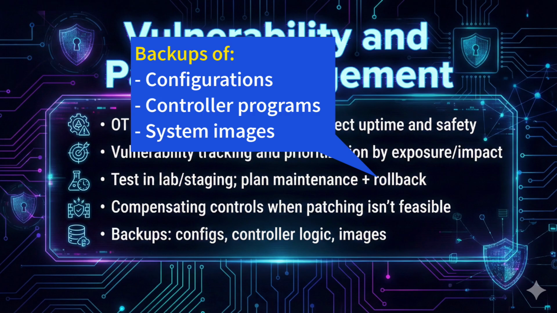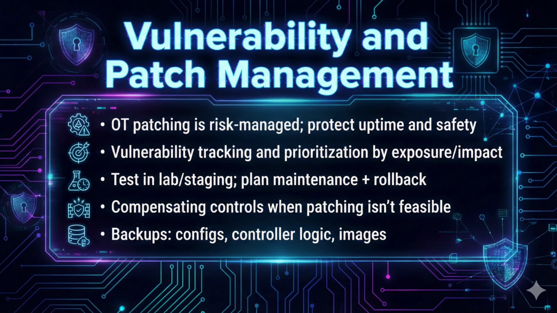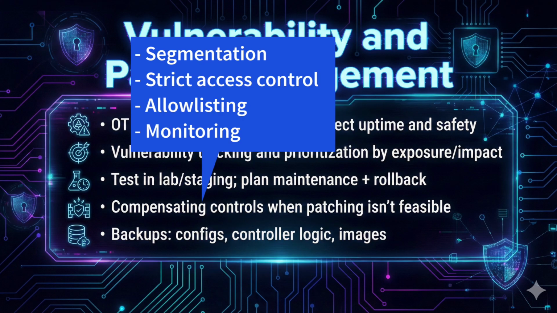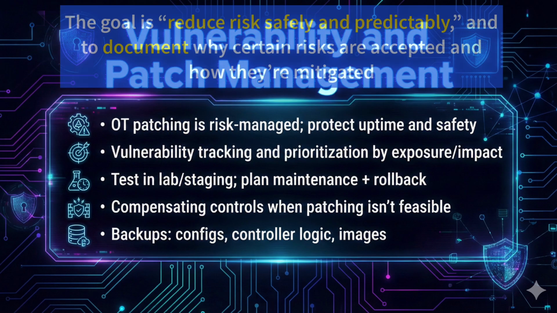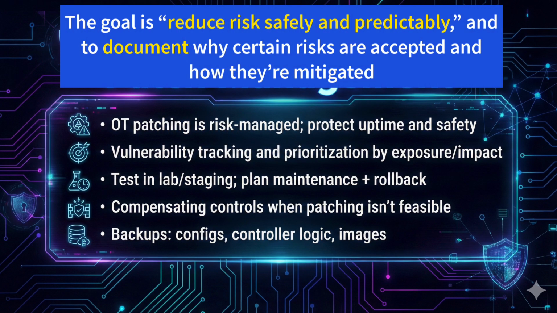And when patching is not feasible because the device is too fragile, out of support, or safety critical, you apply compensating controls. Segmentation, strict access control, allow listing and monitoring. The goal is not patch everything immediately. The goal is reduce risks safely and predictably, and to document why certain risks are accepted and how they're mitigated.